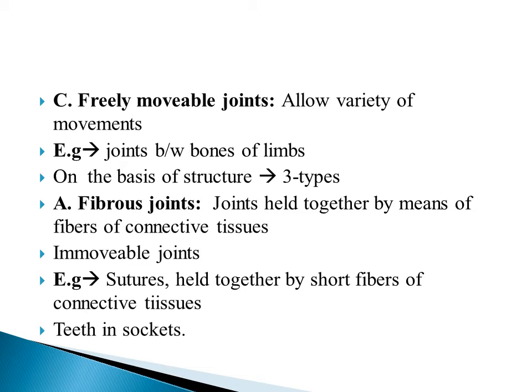Now, the second type of classification is on the basis of their structure. There are also three types of joints on the basis of their structure. The first one is fibrous joints. Fibrous joints are those joints that are held together by means of fibers of connective tissues. All immovable joints are of fibrous type. For example, sutures that are held together by short fibers of connective tissues. And second example is teeth in socket.